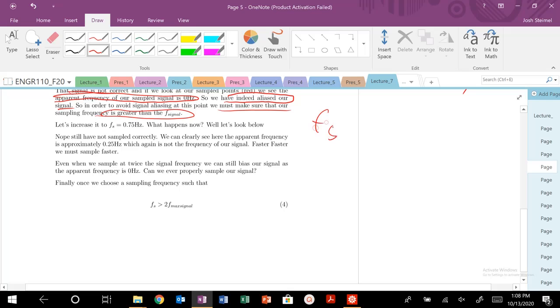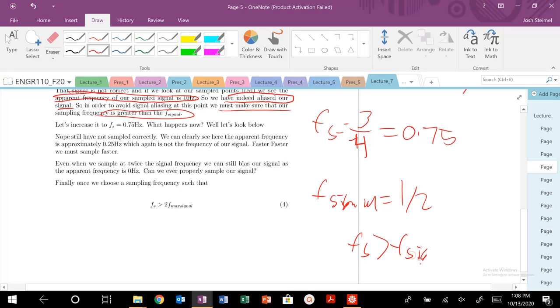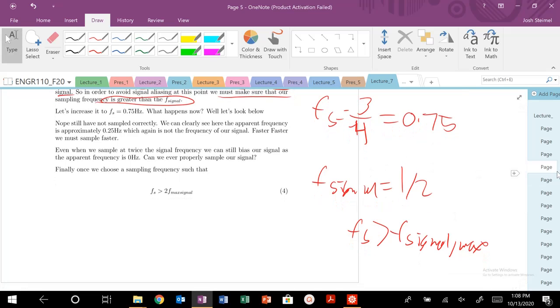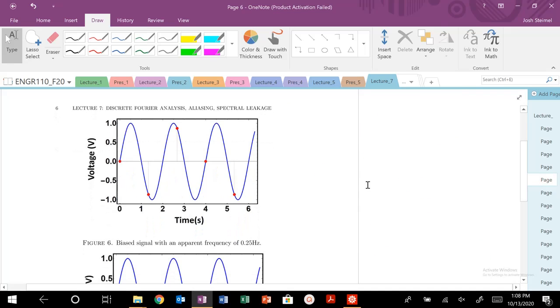So what if I make my f_s equal to 3/4, so 0.75 hertz? Again, the frequency of my signal was equal to 1/2. So now our f_s is greater than the maximum frequency of our signal. Let's see what happens. Let's look below. This is my original signal again. My signal looks like this. It goes down, up, down, and down again.